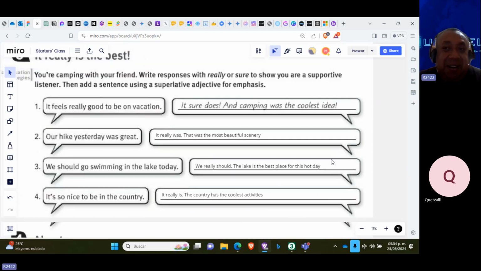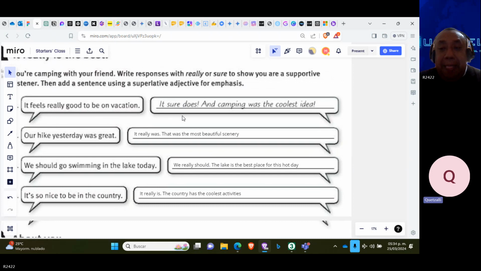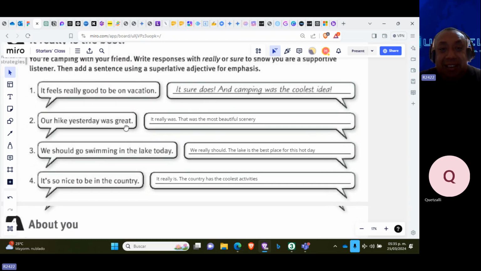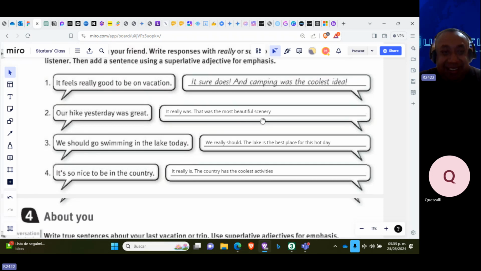Very good. Okay, so let's practice reading. It says, it feels really good to be on vacation. It sure does, and camping was the coolest idea. Very good. Hi, yesterday was great. It really was. That was the most beautiful scenery. Very good. Scenery, scenery, scenery. Very good.